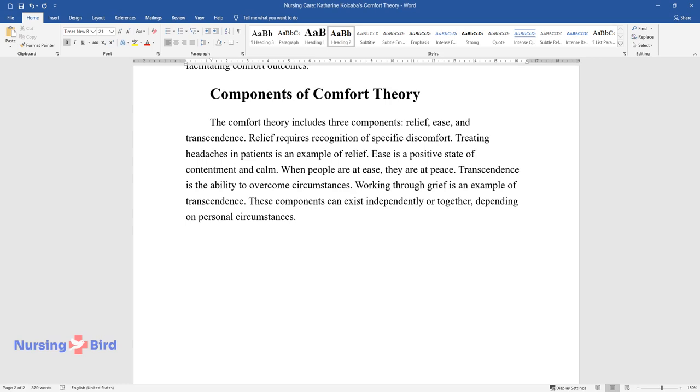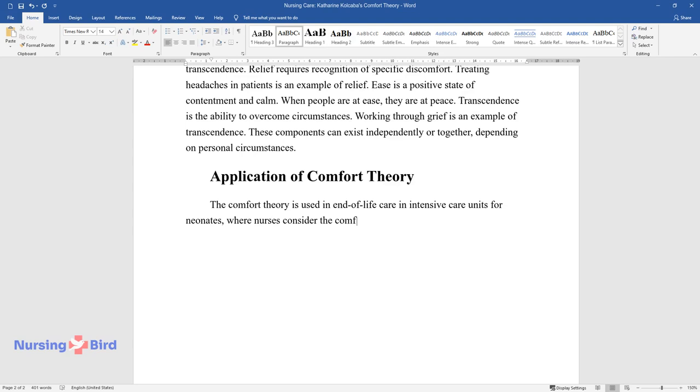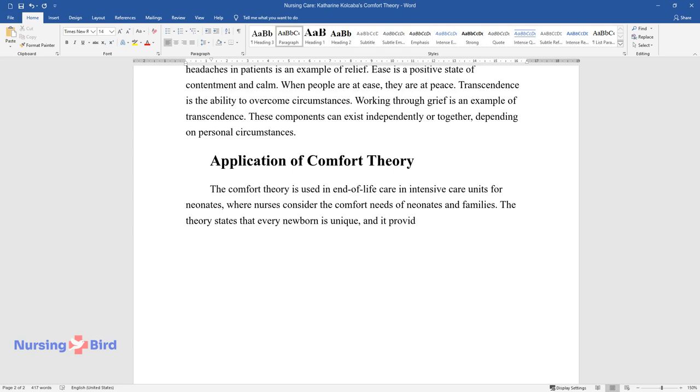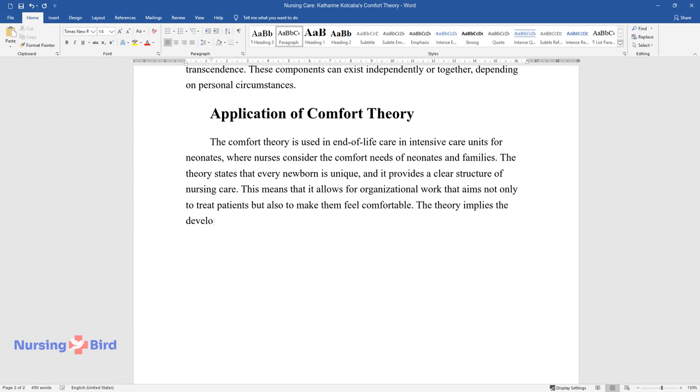Application of comfort theory. The comfort theory is used in end-of-life care and intensive care units for neonates, where nurses consider the comfort needs of neonates and families. The theory states that every newborn is unique, and it provides a clear structure of nursing care. This means that it allows for organizational work that aims not only to treat patients but also to make them feel comfortable. The theory implies the development of a strong neonate-nurse-family relationship to fulfill their comfort needs.